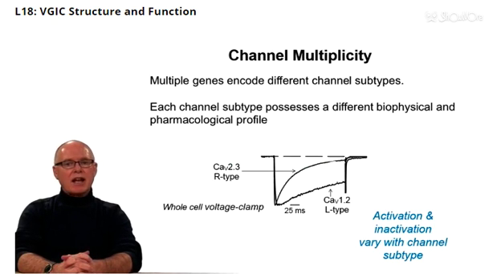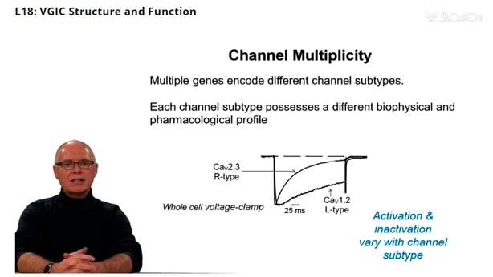In the figure on this slide, we can observe the difference in channel activation and inactivation between two voltage-gated calcium channel subtypes. In this example, the CAV 1.2 channel opens slower yet remains open longer. That is, it's slow to inactivate. This profile is referred to as L-type or long-lasting channel current.